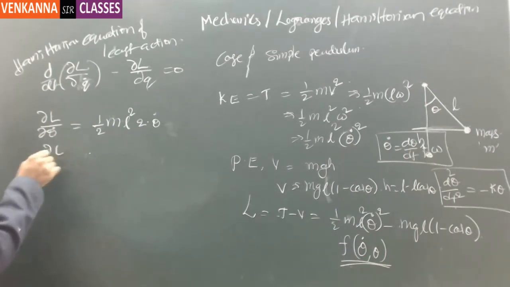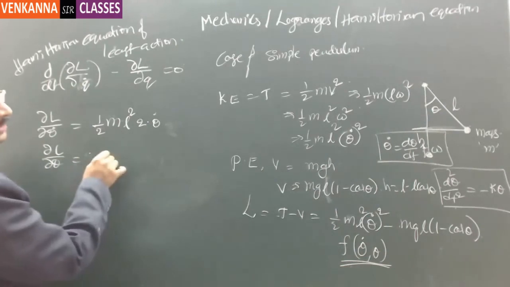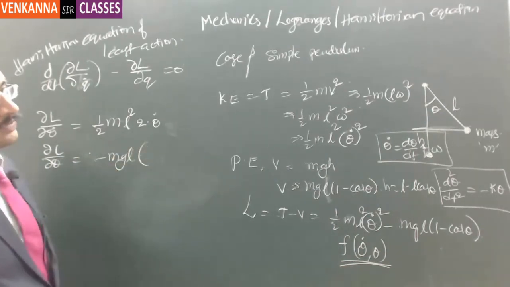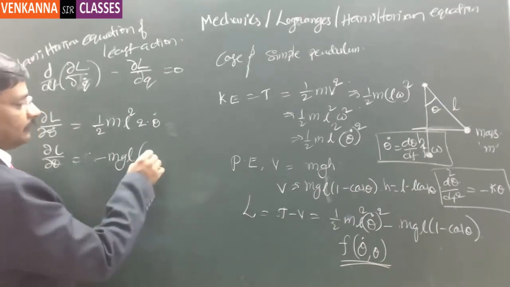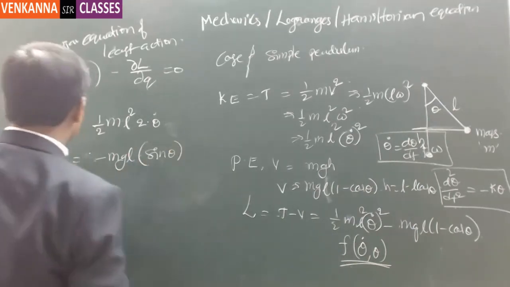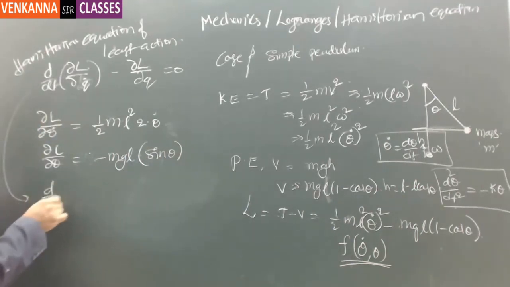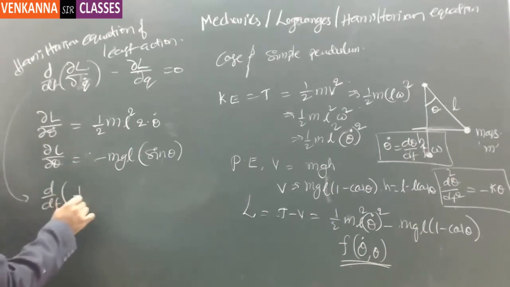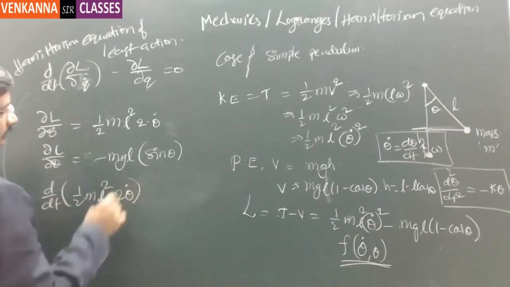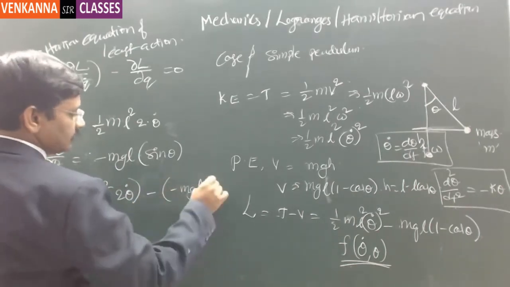Similarly, ∂L/∂θ is given as minus mgl into the derivative of cos θ, which is minus sin θ. So minus of minus will be plus sin θ. So after substitution into this equation, d/dt of (m L² times 2 θ̇) minus mgl times sin θ.